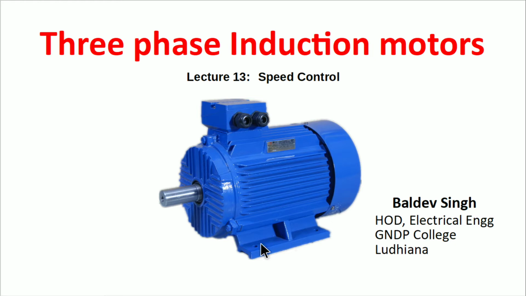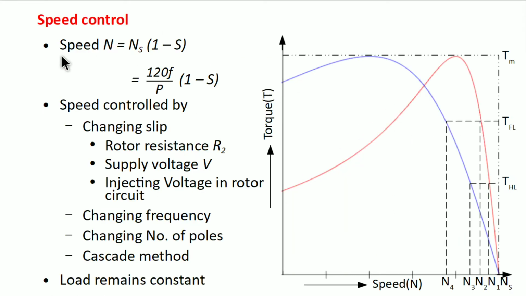But if we are interested in changing its speed due to some particular requirement, then let us watch how we can vary the speed of the motor. We know the speed N is given by Ns(1 - s), where N is the speed of the rotor of the motor, Ns is the synchronous speed at which the stator field is rotating, and s is the slip. Now Ns is given by the expression 120f/P. Substituting here we get N = (120f/P)(1 - s).